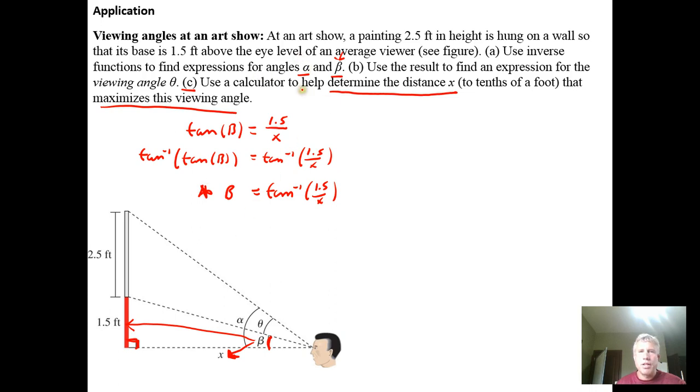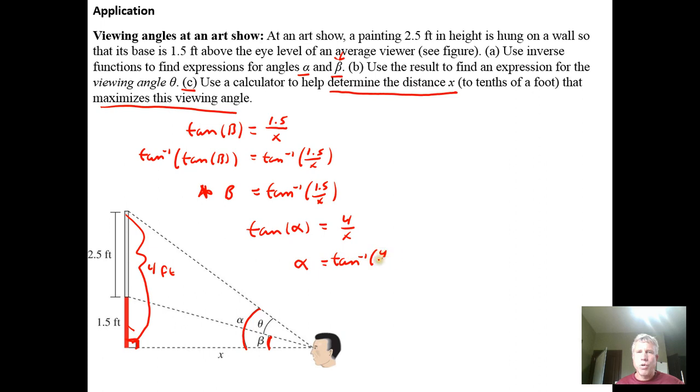And then it says find an expression for alpha. So alpha is this larger angle here. And the side opposite alpha on this right triangle is 2.5 feet plus 1.5 feet, which is 4 feet. And x is the side adjacent alpha. So I can describe alpha using the tangent function: tangent of alpha is the side ratio 4 over x. And then I take the tangent inverse of both sides, which digs alpha out and leaves me with the tangent inverse of 4 over x.